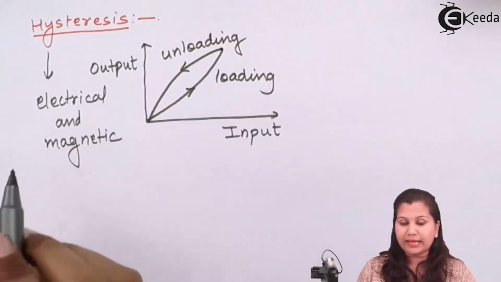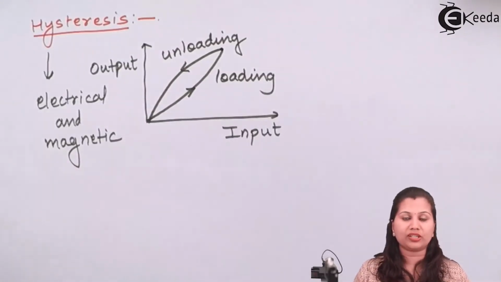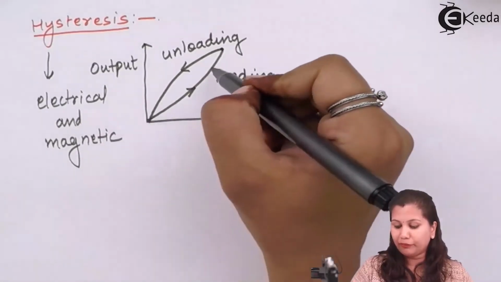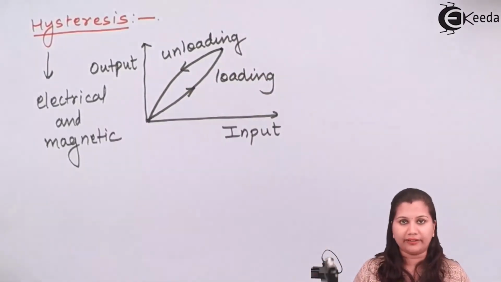Because in electrical and magnetic instruments, if there is any change in the electrical and magnetic field in the instruments, due to the changes in the field at the time of loading and unloading, this hysteresis phenomenon occurs.